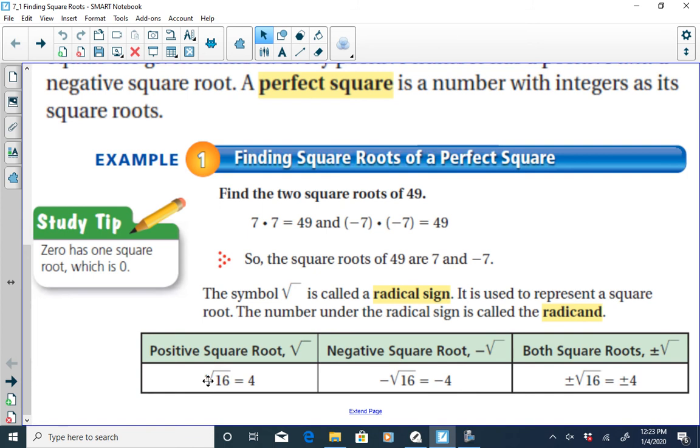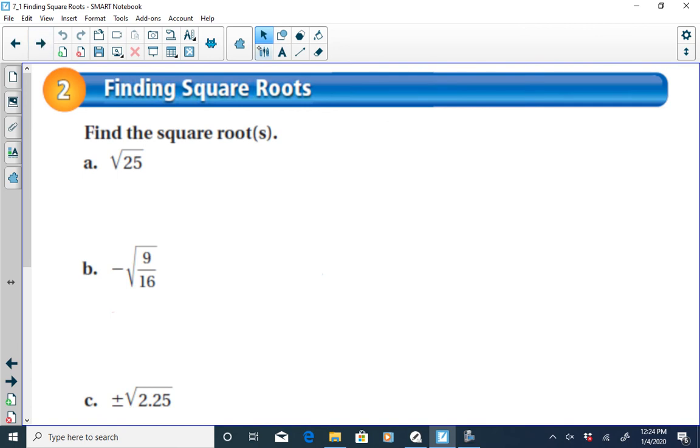All right, so we have the square root of 16 is 4. That's the positive square root. The negative square root of 16 is negative 4. For both square roots, we use the plus or minus square root of 16, plus or minus 4. Okay, let's do some examples here.